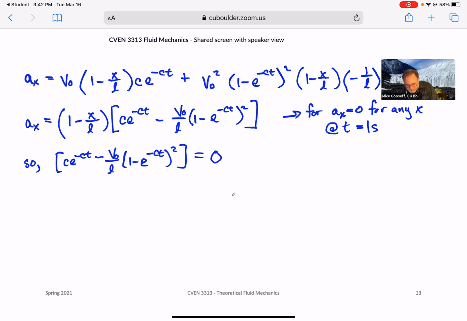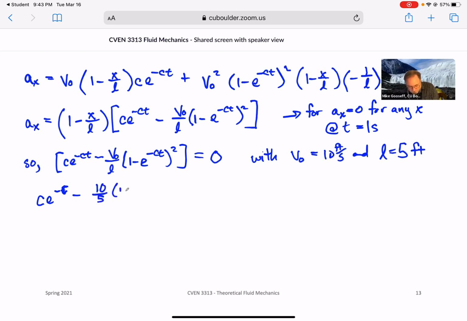That whole thing has to be equal to 0, with v naught being equal to 10 and L being equal to 5. Those were also given in the problem statement: 10 feet per second and L being equal to 5 feet. So when we plug those in, we get c e to the minus c. Remember, we're looking for c; we're given a t, not a c. Minus 10 over 5 times 1 minus e to the minus c, squared, is equal to 0.